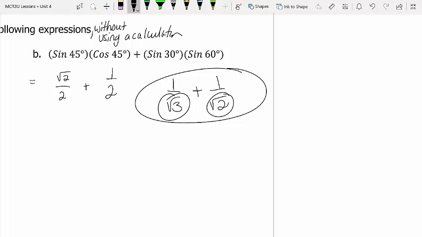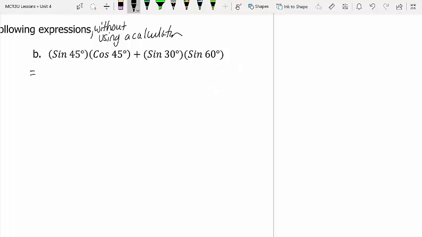That's why I suggested back when we were filling out the table to use the version of the ratio that does not have a radical in the denominator. So sine of 45 according to our special triangles is root 2 over 2. Cos of 45 according to our special triangles is also root 2 over 2. Sine of 30 according to our special triangles is equal to 1/2. And sine of 60 using our special triangles is equal to root 3 over 2.